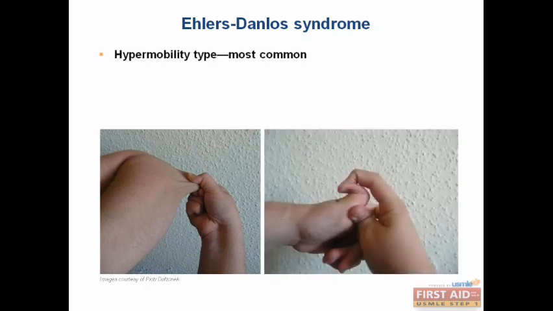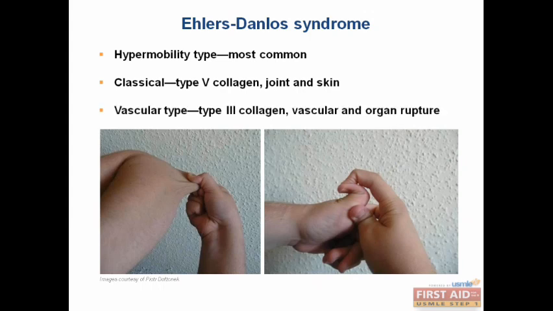Some other types you should be aware of are the classical type, which is from a defect in type 5 collagen, and also comes with joint and skin symptoms, and the vascular type, which can come with easy bleeding or bruising, but also the more dangerous issue of berry aneurysms and organ rupture. This one is typically caused by a defect in type 3 collagen. Depending on the specific mutation, these can be either autosomal dominant or recessive.